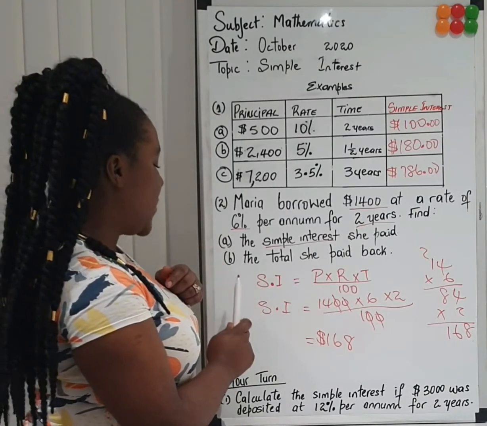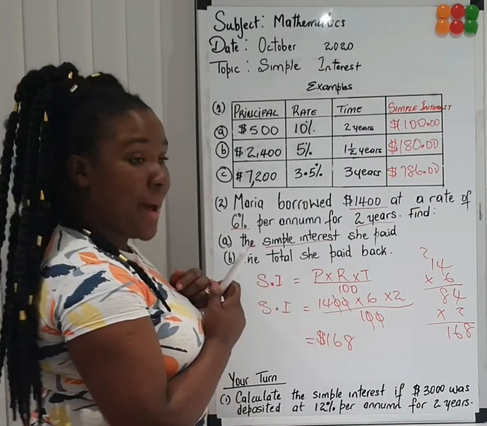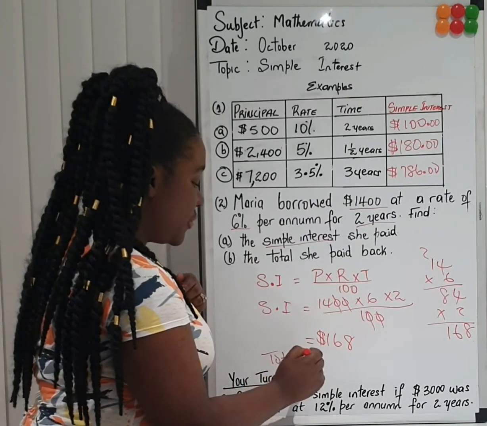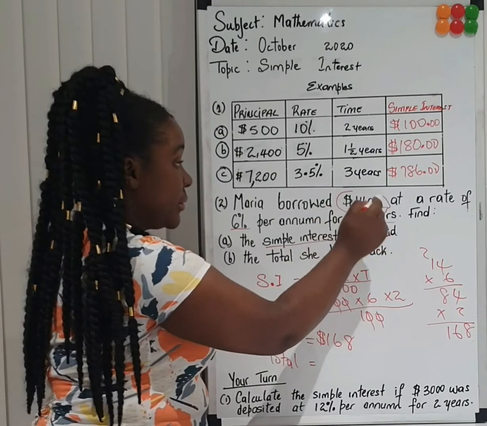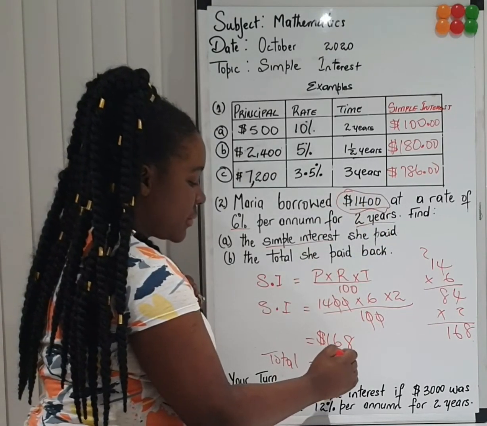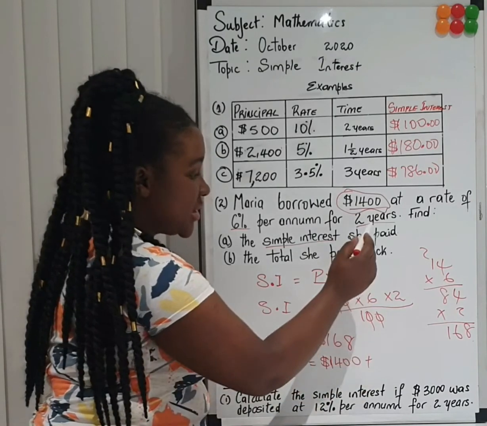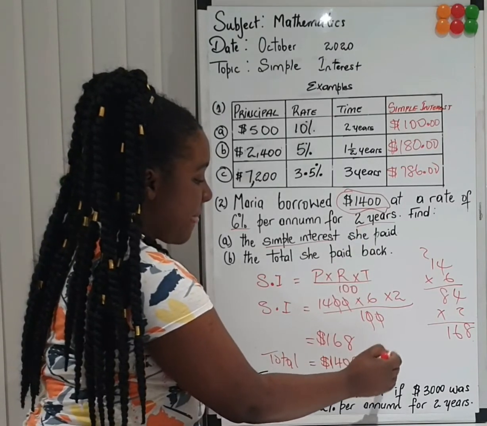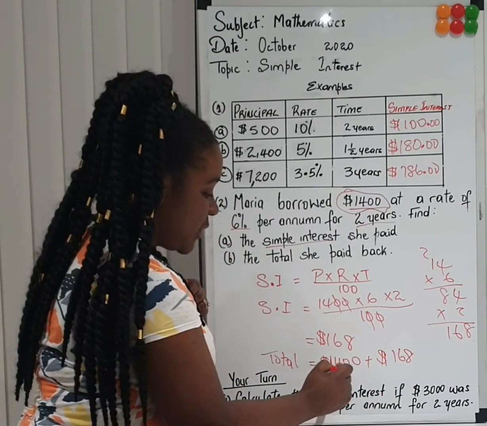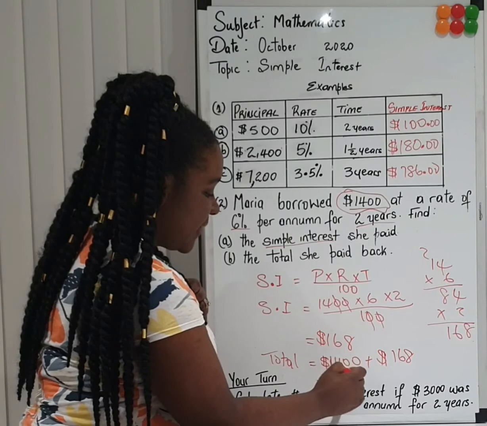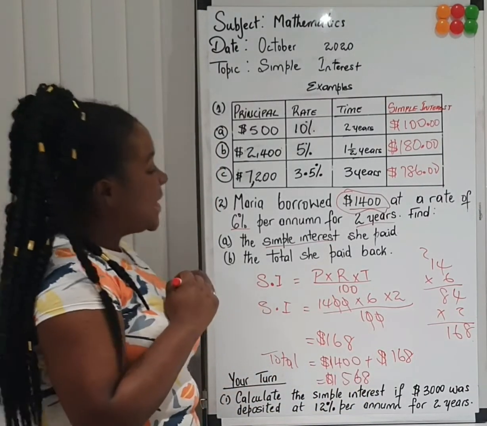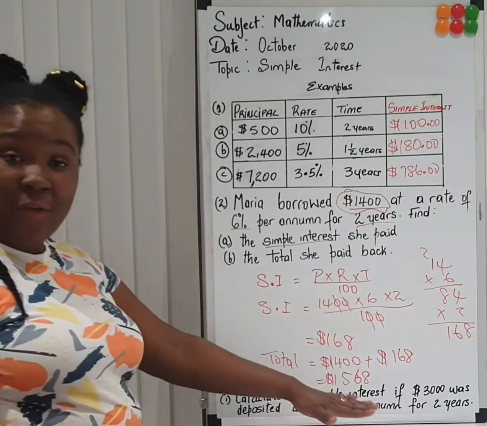Let's get to the next point. The total she paid back. So the total she paid back would be what she borrowed, which is the 1,400, plus the interest, which is the 168, and that gives us 1,568. Alright, so that brings us to the end of our question.